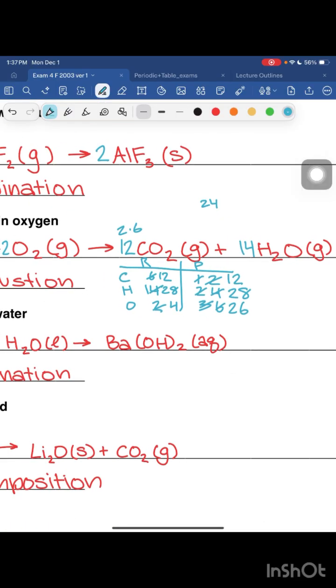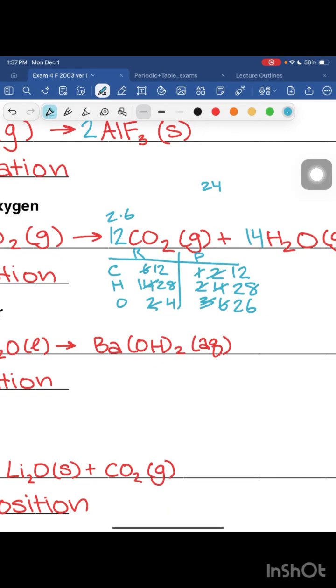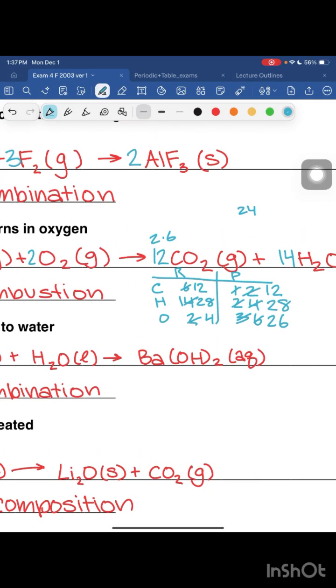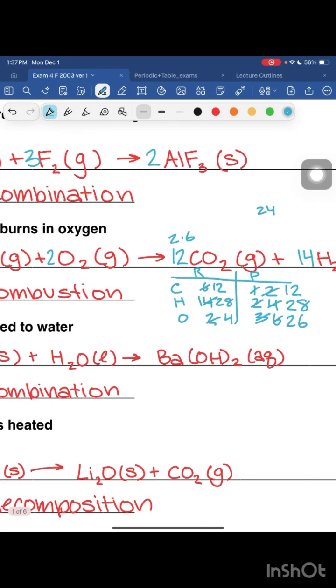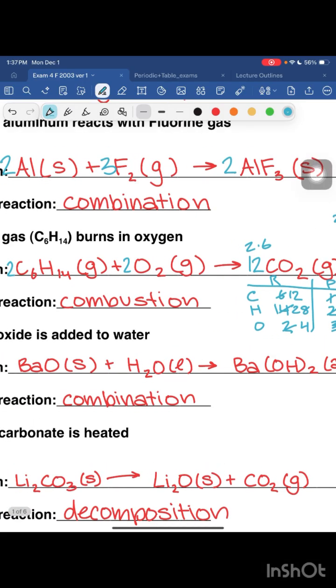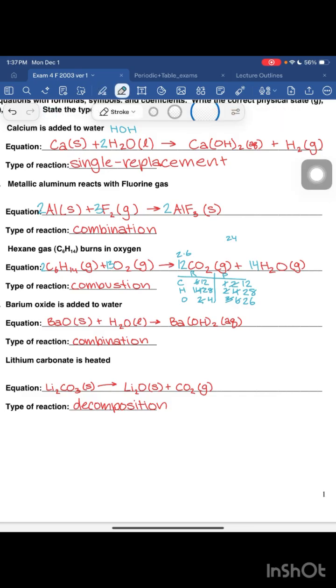All I have left is to do the oxygens. So I've got 26 here. I need a total of 26 on the other side as well. Something times 2 is going to get me 26. The number is 13. So this is your completed reaction.